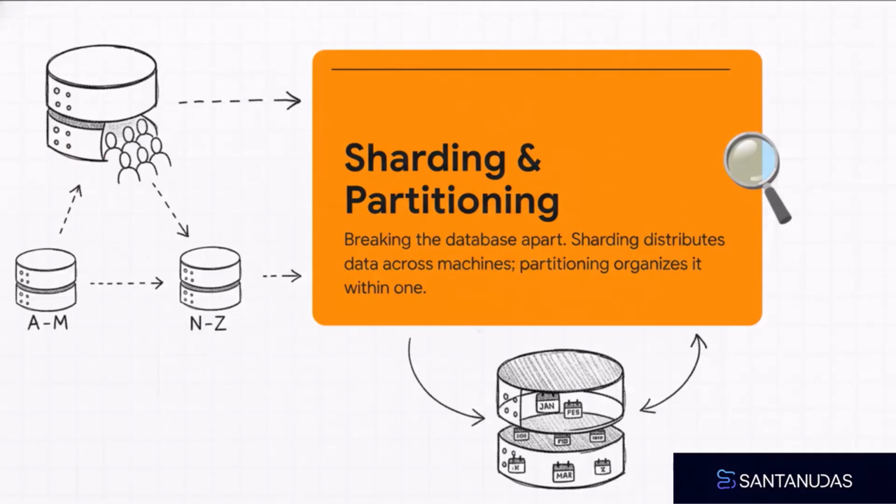But even with indexing, you eventually hit a limit. One database just can't hold it all. So the next logical step is to break it apart. We do this with things like sharding and partitioning. Sharding splits data across totally different machines. You could have users A through M on one database and N through Z on another. Partitioning is more about organizing data within a single database, maybe by month or year. Most big systems use a combination of both to keep things manageable.